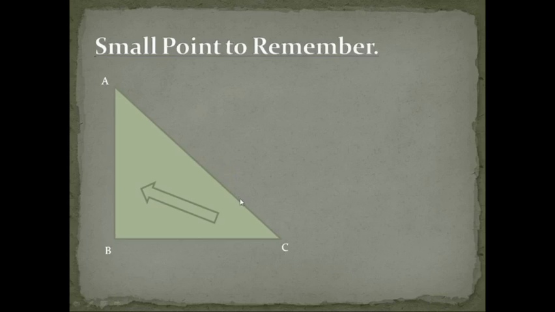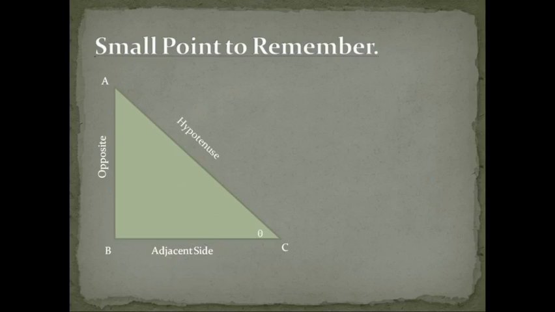Fine. And we also learned that we will assume this measure of angle C as theta, and the side opposite to this angle theta is named as the opposite side. Okay, my dear friends? Fine. And finally, we also learned that the side beside theta, what name will we give it? Adjacent side. Okay, my dear friends?